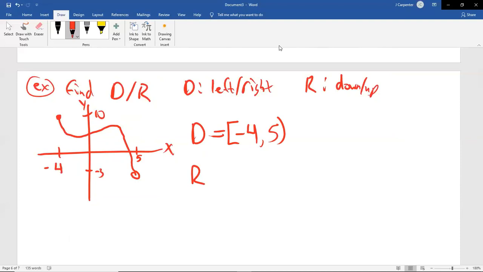The range, flip the script. We're only using the -3 and the 10 for this problem. So the lowest I see the graph is -3, and we can go up, we can go up, we can go up, and eventually we go up to a +10. So this is between -3 and 10. They have to be in ascending order. Now at the bottom, the -3, that was an open circle, so parentheses, the top at the 10, that's a bracket, so closed circle. Closed circle, bracket, same thing.